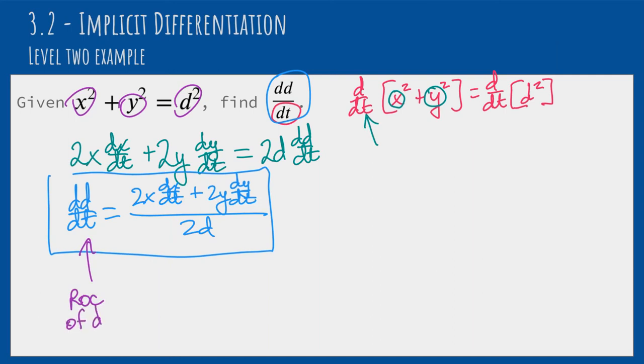So in an application problem, dd/dt is the rate of change, I'll call it ROC, of d, which might be a distance with respect to time. dx/dt is the rate of change, so how fast x is changing. And dy/dt is how fast y is changing. So we could take this idea of implicit differentiation and apply it to problems that use physics or some other relationship between different variables and look at how fast one variable changes with respect to another variable.